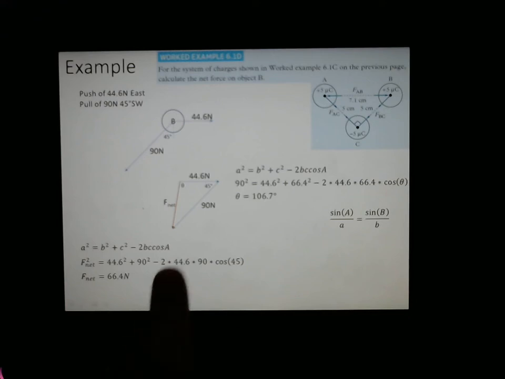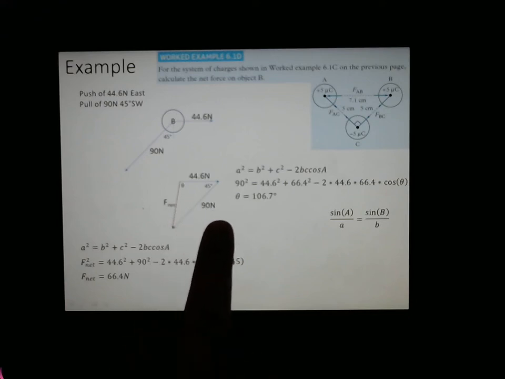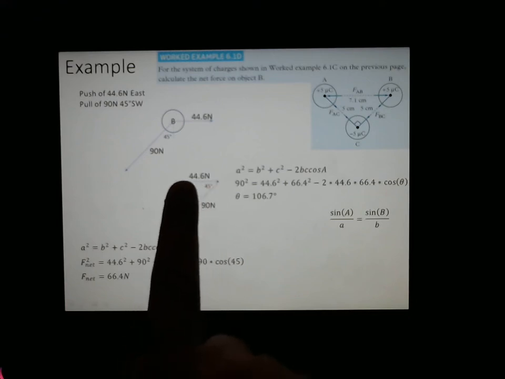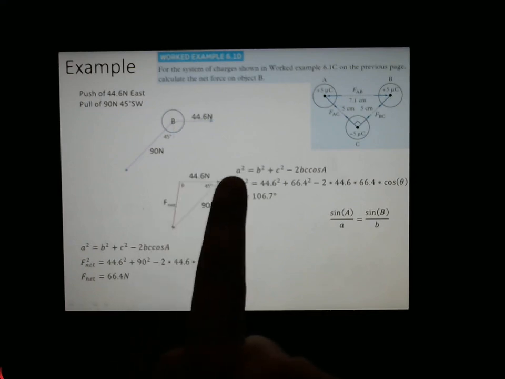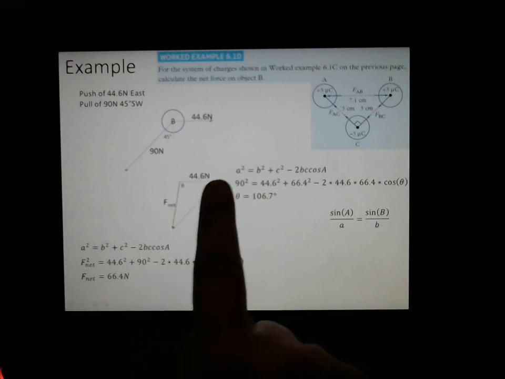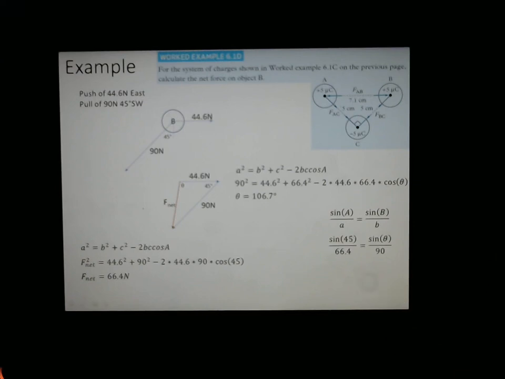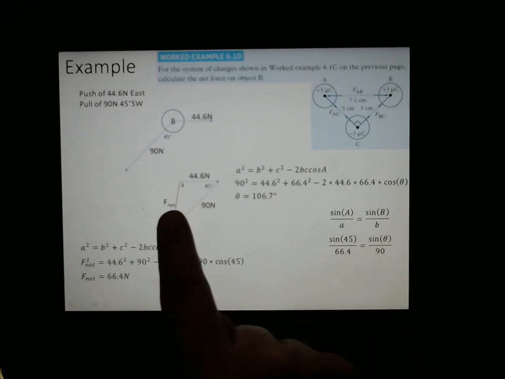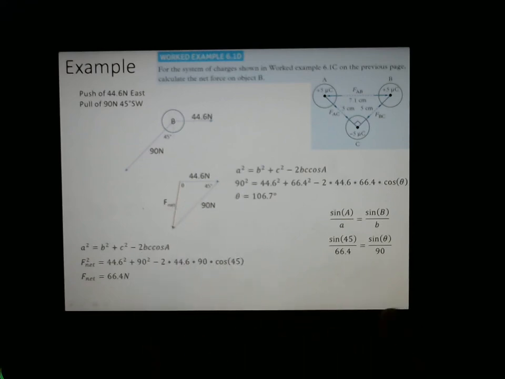So let's see. We're trying to work out theta. So our a has to be 90, and our sine theta will be, or sine of a will be theta. And we've got 45, so we have to use f net and 45. So let's substitute that in. Okay, well, I've done it for b, but it's the same thing. So sine of 45 over 66.4, which we just worked out, equals sine of theta over 90, which equals 73. They don't match up, so it can't work. Math's wrong. It's all proven wrong.